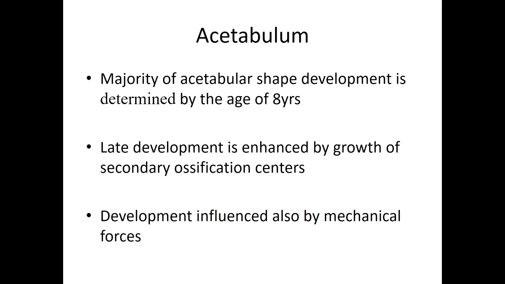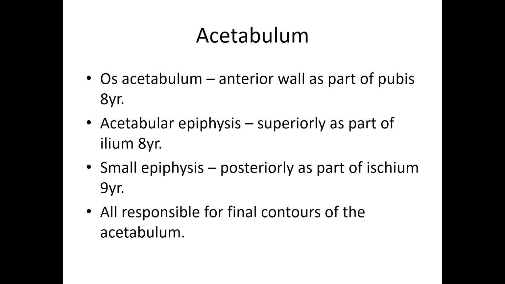Late development is enhanced by growth of secondary ossification centers, which I'll go through next, and they will also increase the capacity of the acetabulum. So you can get late acetabular dysplasia purely because of failure of those ossific nuclei ossifying. That usually is seen in a strong family history of acetabular dysplasia, where you will see late dysplasia and late subluxation. And also, the whole development of the hip is influenced by mechanical forces. If your hip was not centered, then the development of the acetabulum secondarily does not develop as well, so the dysplasia becomes even worse.